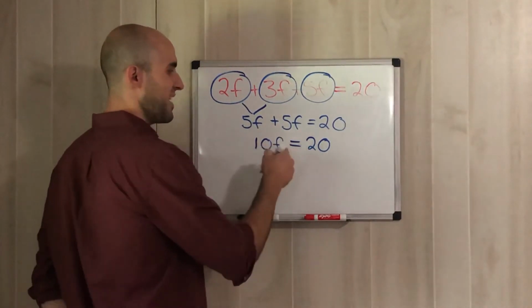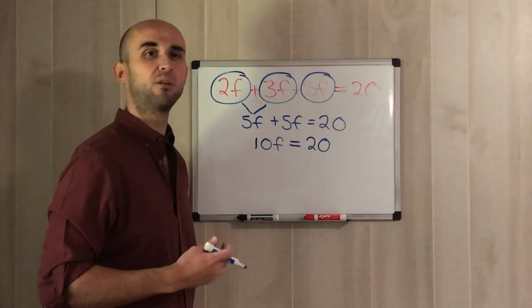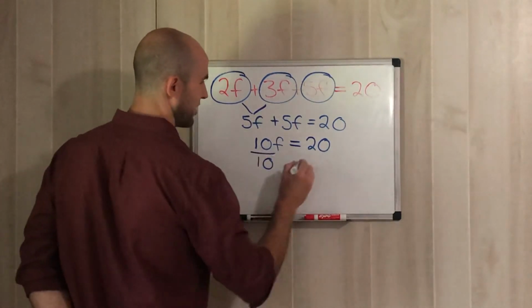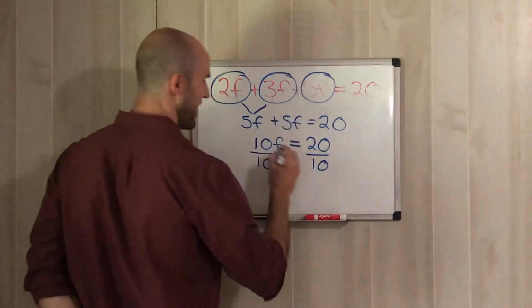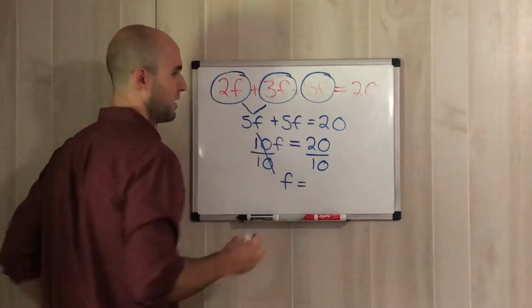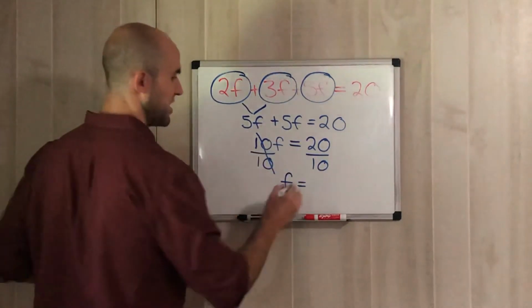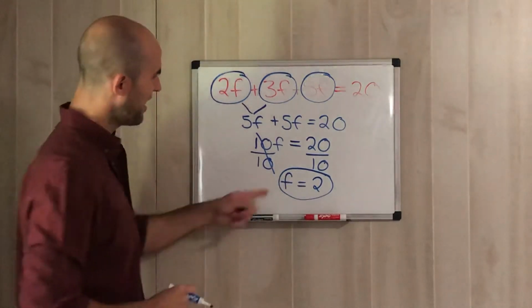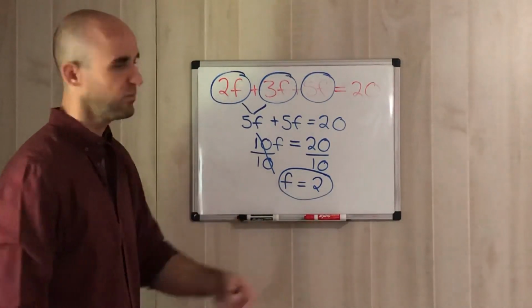Whenever you have the 10 next to the f, to the variable, it's always multiplication. Opposite of multiplication is division. Divide that by 10, divide that by 10. 10s cancel out, and we're left with f equals 20 divided by 10 gives us 2. And again, you're done. Because f is by itself, and we know that f is equal to 2.